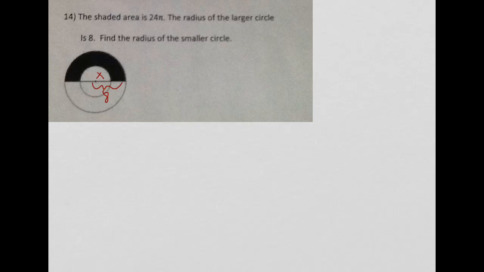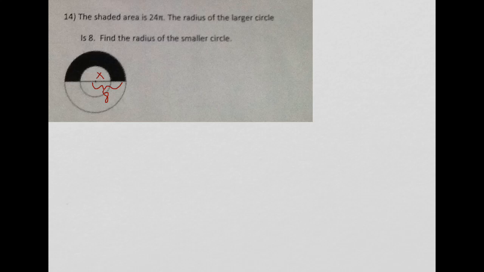Okay, here in number 14 you're finding what the radius of the smaller circle is. Now the shaded area is half of a circle, a semicircle. They're telling you that the radius of the larger circle is 8, and you're trying to find the radius of the smaller circle. So I'm representing that as x.